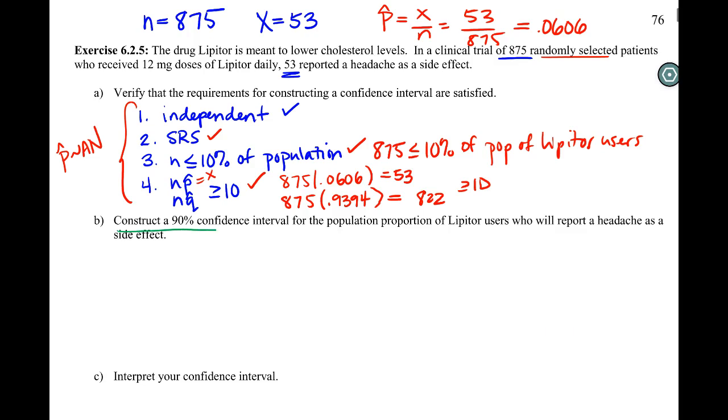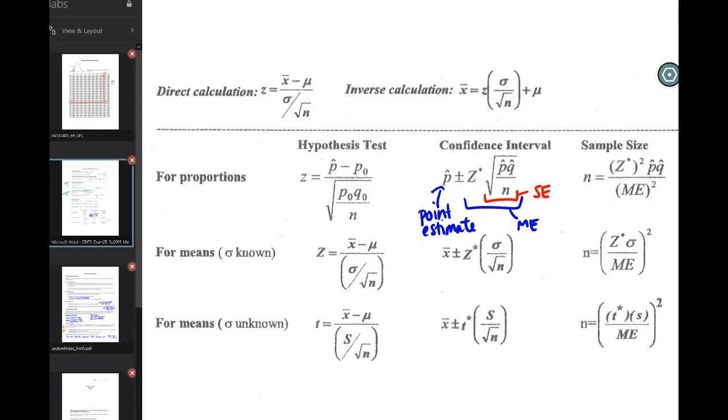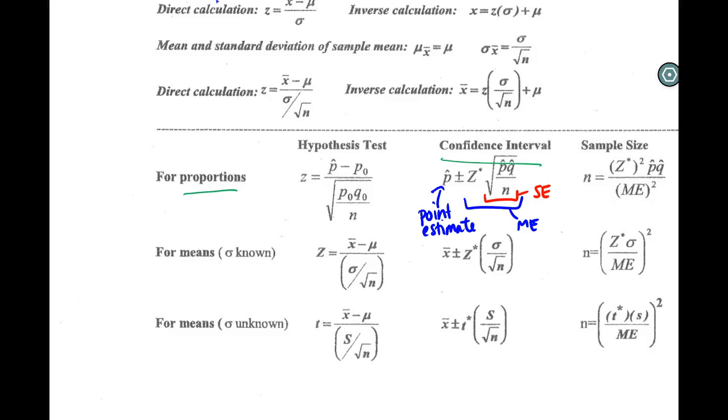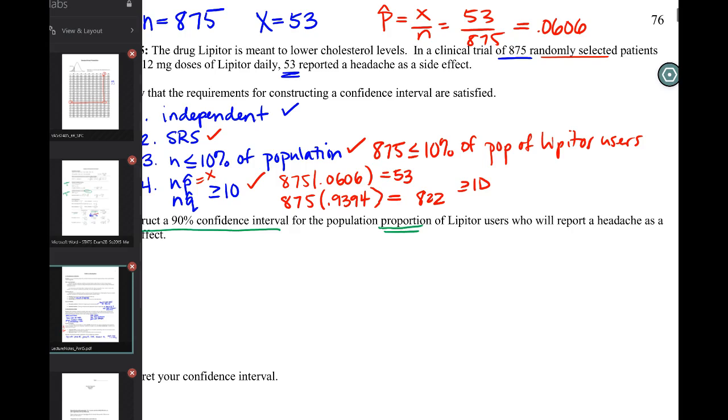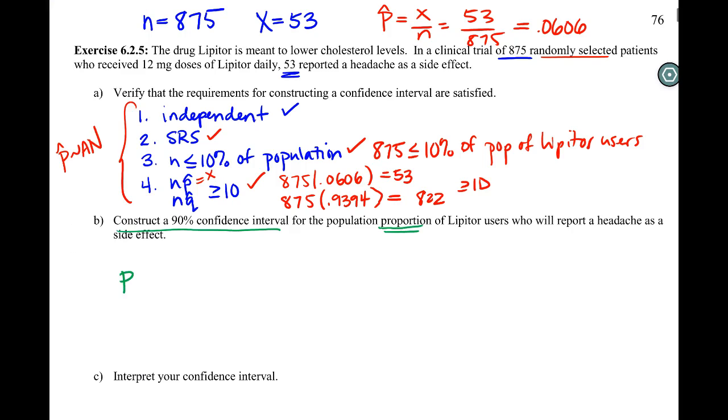It says construct a 90% confidence interval for a proportion. Okay, if you wanted to use the formula, you go to the formula sheet and grab confidence interval for a proportion. It's right there. Remember, this is going to start with our p-hat, our point estimate, and then we're going to add or subtract our margin of error, which involves our critical value times our standard error. So that's what the formula folks are doing. I will go ahead and finish it this way.